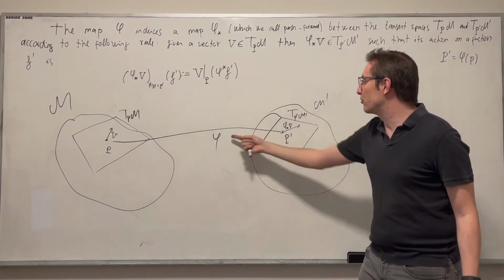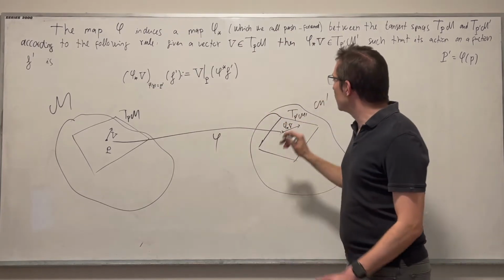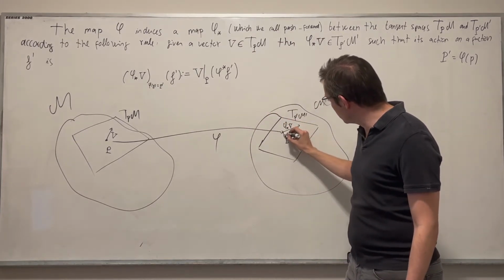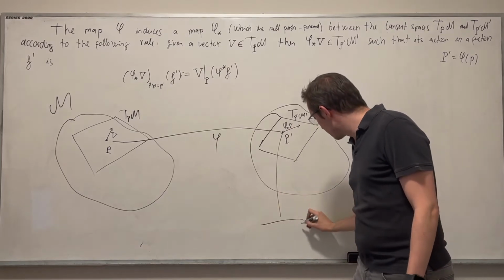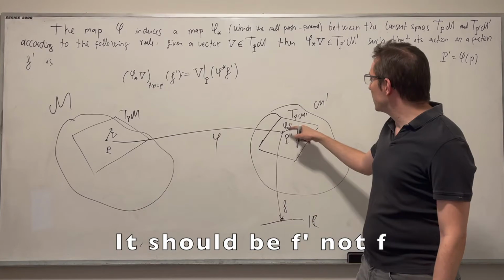And how do I do it? Well, through the bar phi map. So basically it's telling me the following. All right, how does it act on the function f prime? So I have a function f prime, right, going to the reals. That's the function, and it goes to the reals. So how does this vector act on this function?